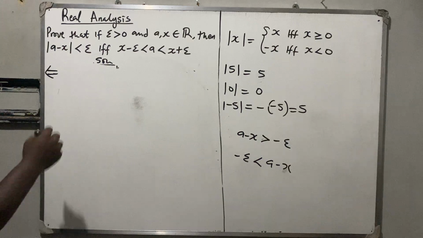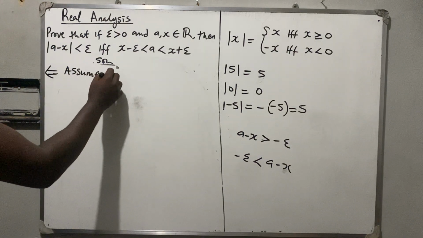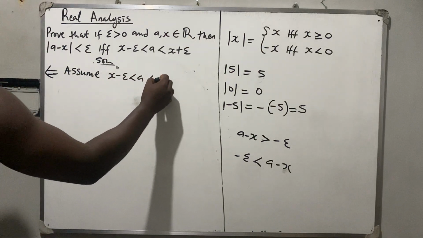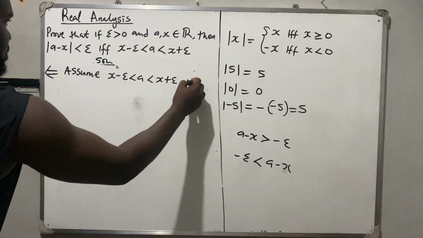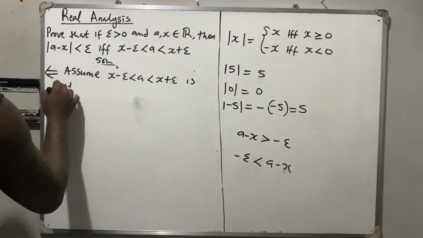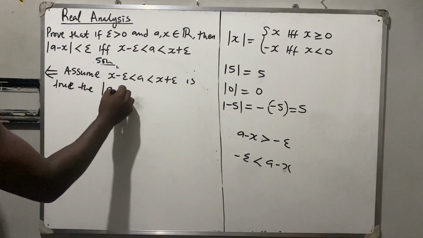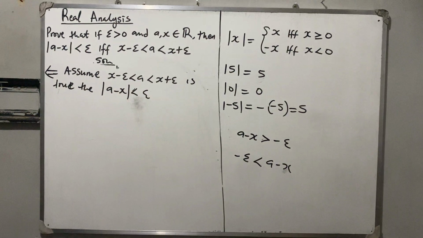So for this way, we are going to assume that x minus epsilon is less than a, which is less than what? X plus epsilon is true. Assuming this is true, then we have to show that the absolute value of a minus x is less than epsilon. Okay, so that is what we want to prove.